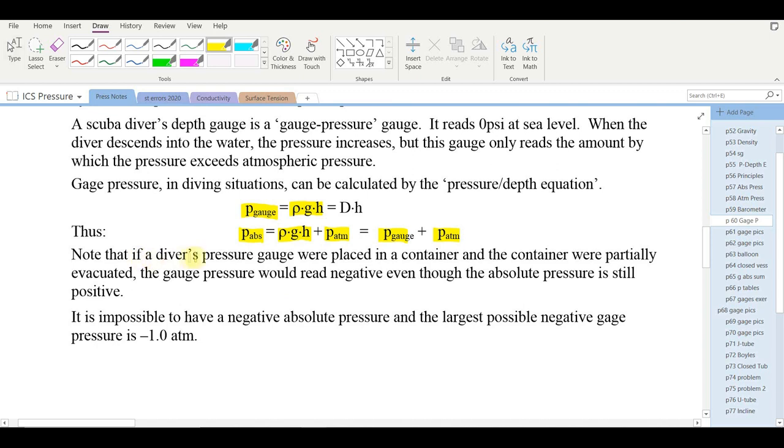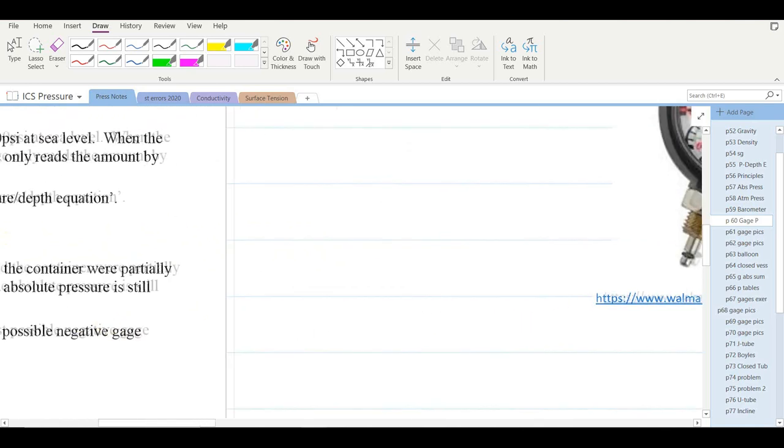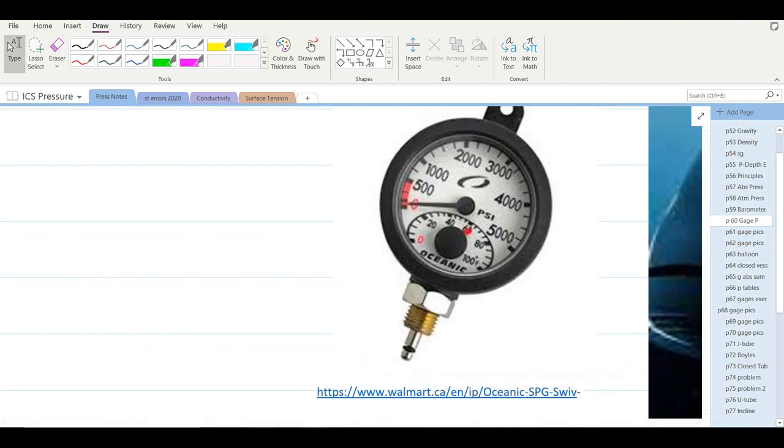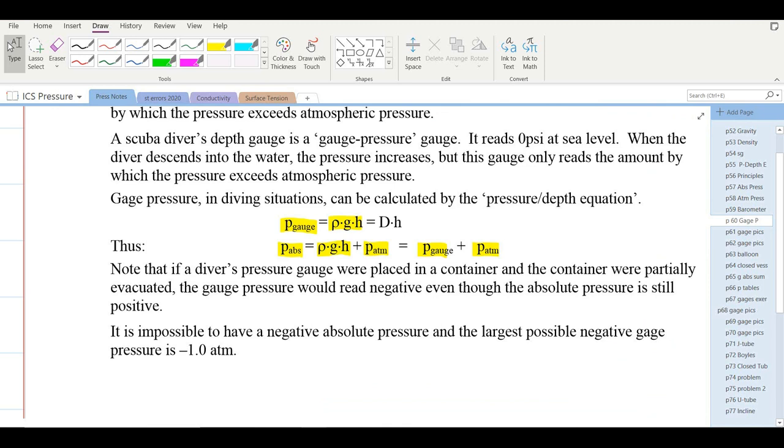If a diver's pressure gauge were placed in a container and the container was partially evacuated, what would happen? Well, the gauge is already at zero, right? It would try to go negative if the dial could go negative. The gauge pressure, if it could read negative, would read negative, even though there would still be some pressure left. We didn't go to complete vacuum if we just partially evacuated. It is impossible to have a negative absolute pressure. Once you completely evacuate a system, then the absolute pressure is zero. And the largest possible negative gauge pressure is minus one atmosphere.